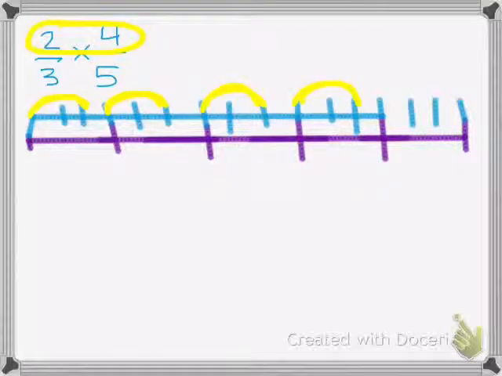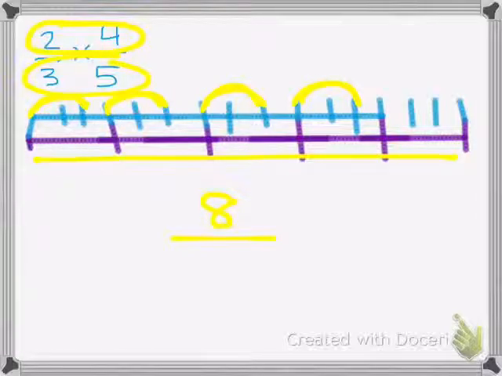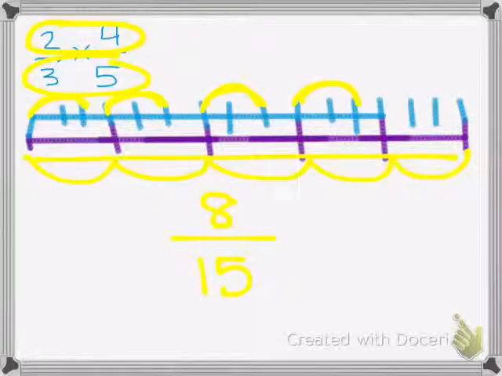2, 4, 6, 8. The denominator is the whole number of pieces it needs to take my entire whole, if this was a complete whole. As you can see, my whole takes 3, 6, 9, 12, 15 pieces. So 2/3 of 4/5 is 8/15 of an entire whole.